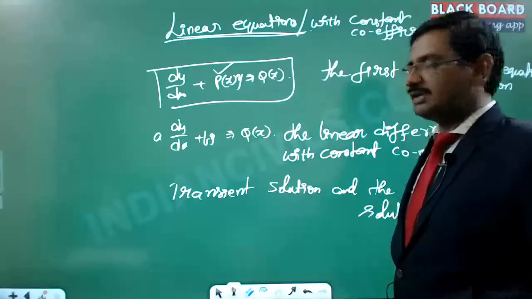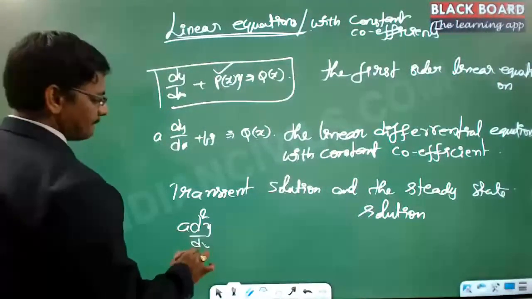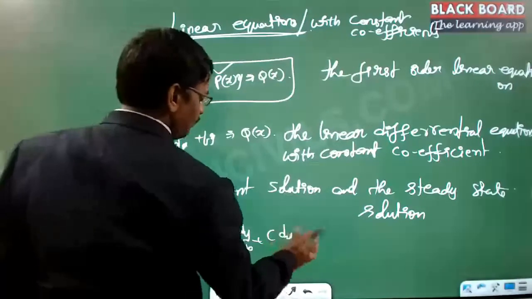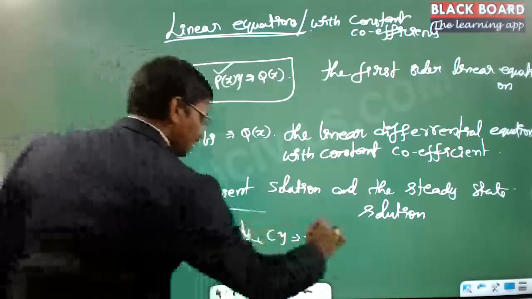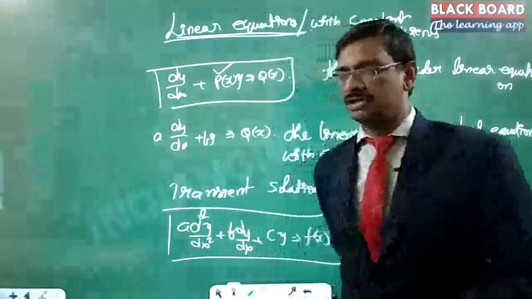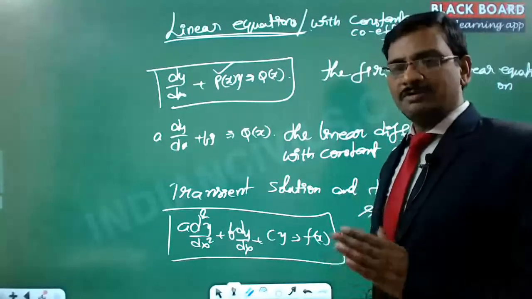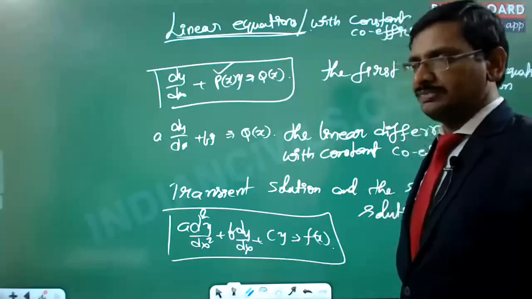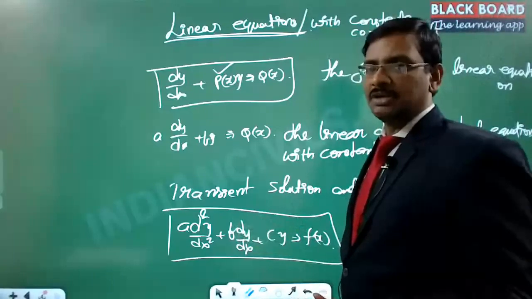But what if you give the differential equation d square y by dx square plus b into dy by dx plus c into y is equal to f of x? I think in your engineering or graduation, you might have solved this kind of differential equation, even with higher order. But while doing the solution, you might have noticed that the complementary function will be found separately and the particular integral will be found separately. I hope you know that, right? So why do we have to do it in that way? That is the fundamental question.